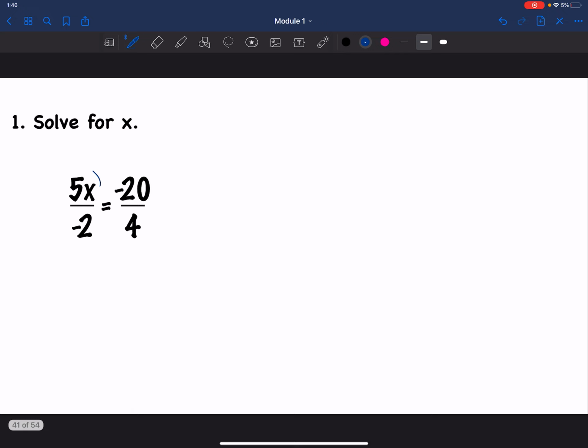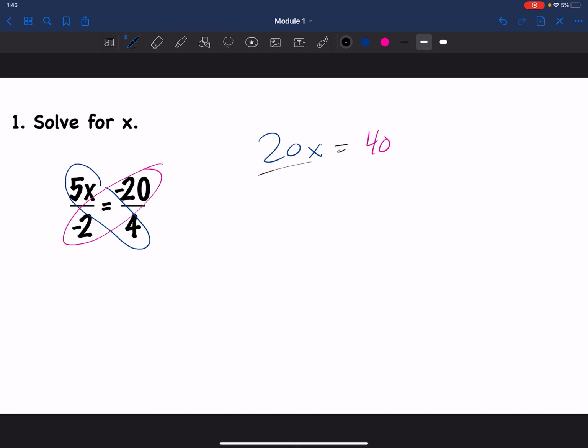We're going to go over lesson 1.09. Solve for x. So when we're going to solve this, we're going to cross multiply. So 5x times 4 gives me 20x, which is equal to negative 2 times negative 20, which is a positive 40. And then we'll solve this just by dividing. So x here is 2.